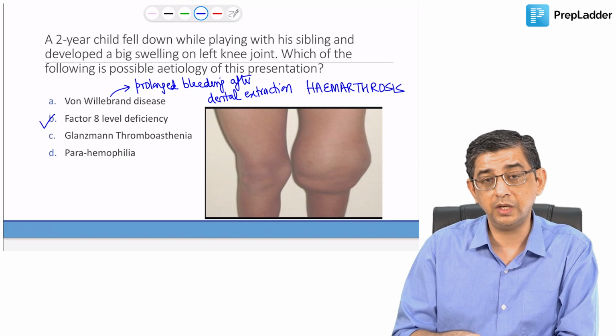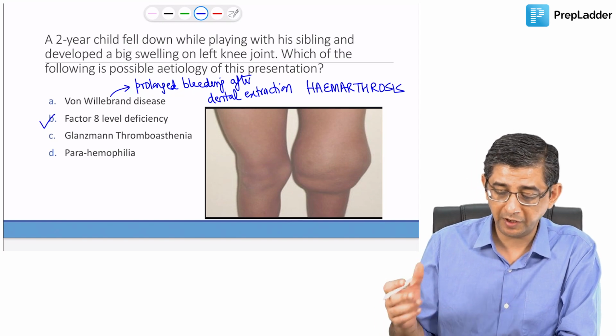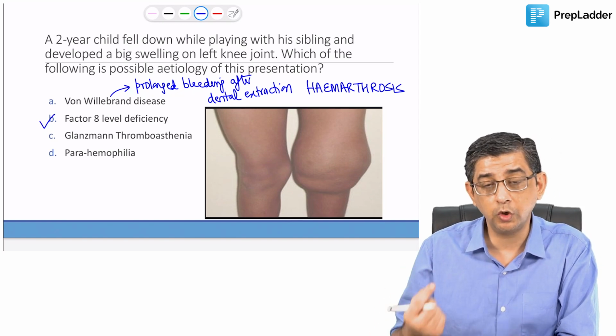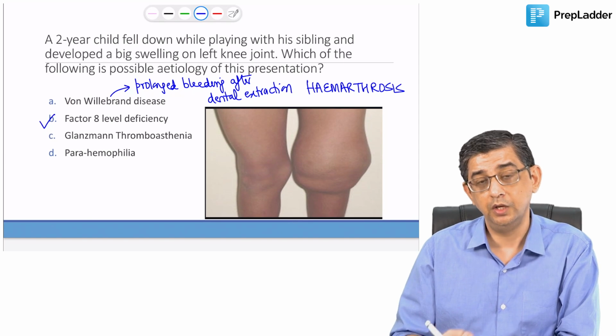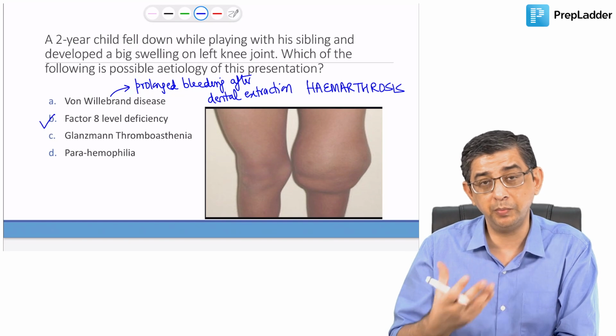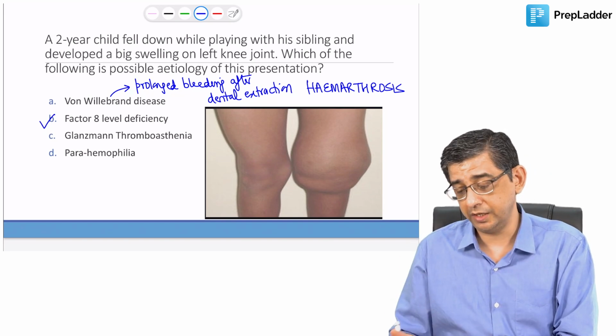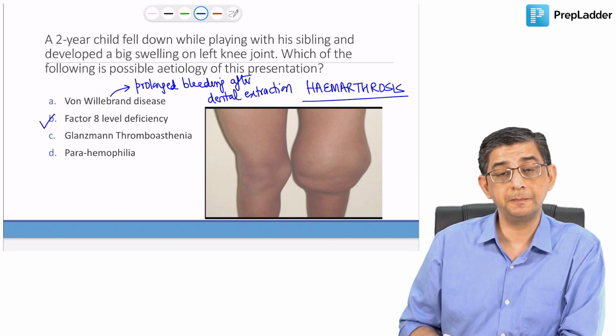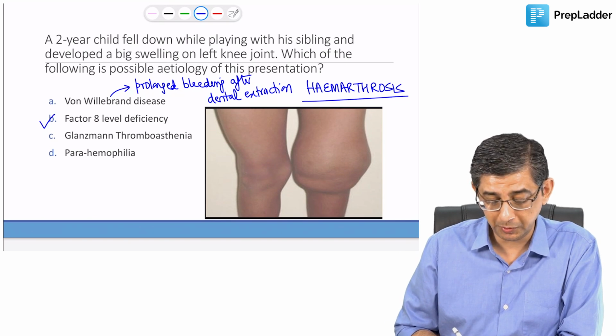But in this particular case, it's a standard presentation of hemarthrosis, which is seen with clotting factor deficiencies. The take-home message for you is, whenever platelets are less, you get petechiae and purpura. Whenever clotting factors are less, you get presentation of hemarthrosis. The answer to this question is option number B.